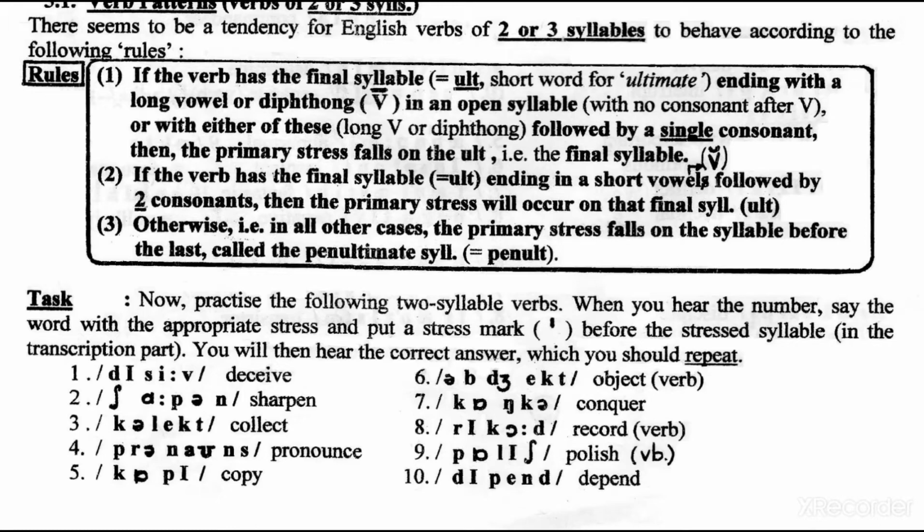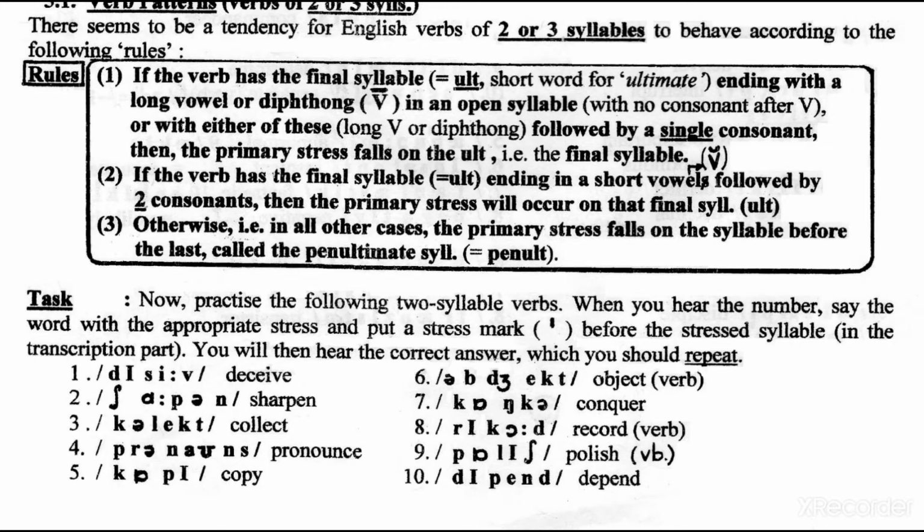So, Rule 1a says, if the verb has the final syllable, or we call it the alt, which is short for ultimate, ending with a long vowel or diphthong in an open syllable, we have explained what is an open syllable, with no consonant after the vowel or after the peak, or with either of these, that is, long vowel or diphthong followed by a single consonant, then, if we have these 4 cases, the primary stress falls on the alt, that is the final syllable.